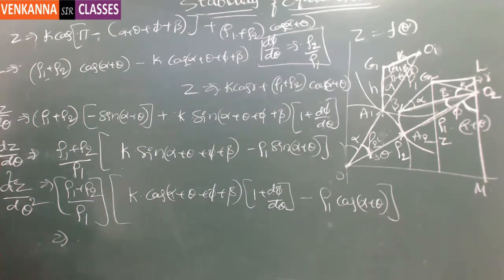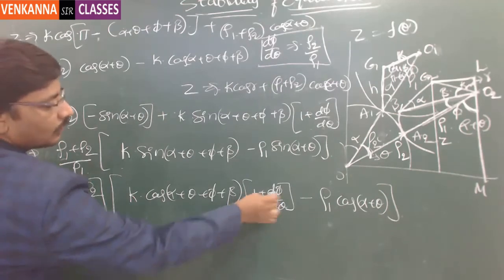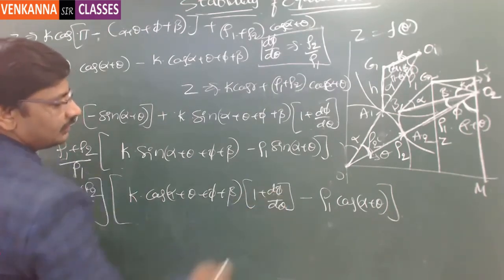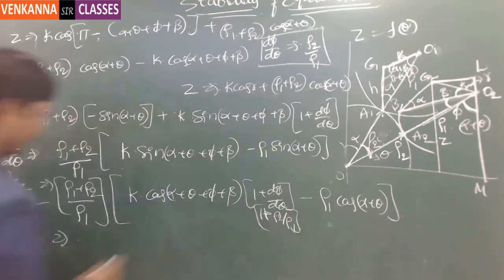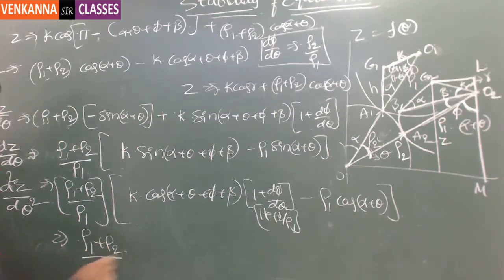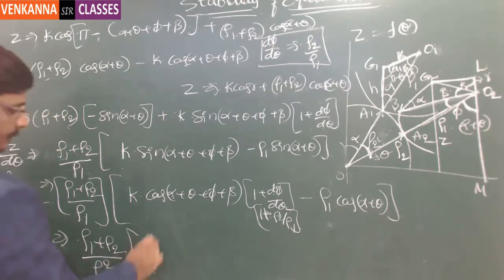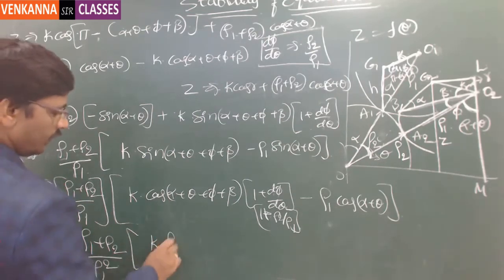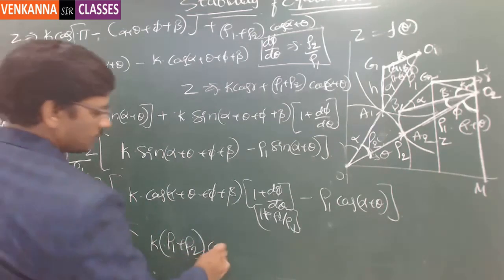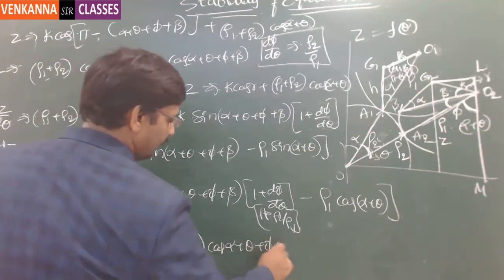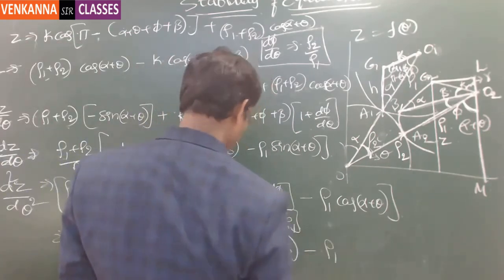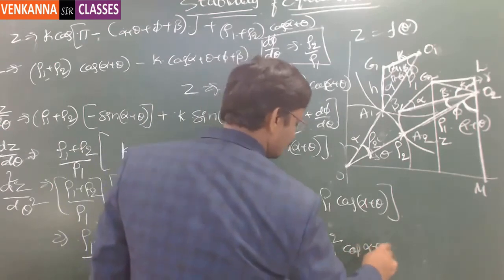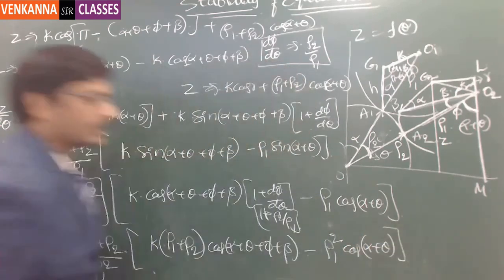So if you further simplify it again, 1 plus d phi by d theta, this is 1 plus rho 2 by rho 1 again. So this can be simplified as rho 1 plus rho 2 by rho 1 square. So then k times of rho 1 plus rho 2 cos of alpha plus theta plus phi plus beta minus rho 1 square cos alpha plus theta. This is the second derivative.